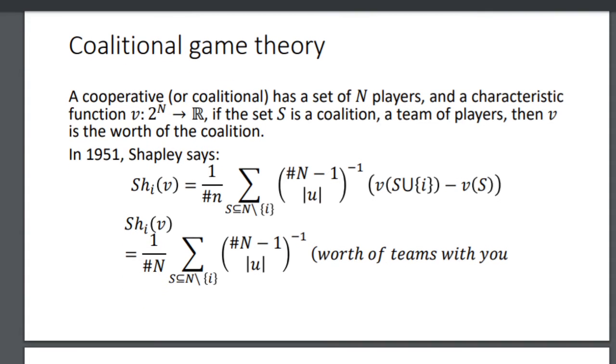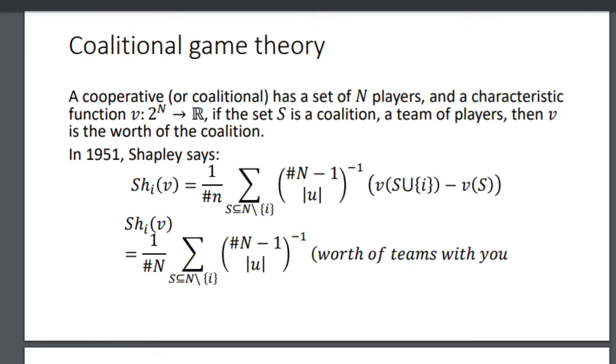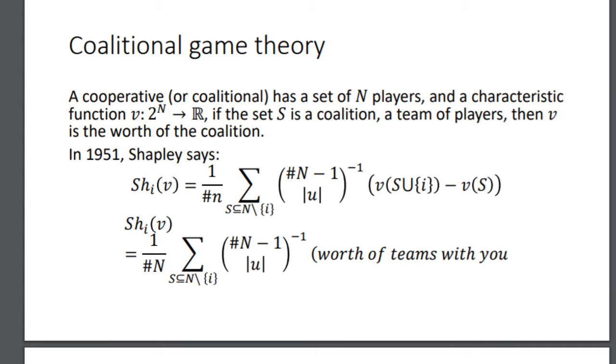So let's do a bit of coalitional game theory, also called cooperative game theory. There is a slight difference between cooperative and coalitional game theory, but I am not sure I understand it quite well. So let's define a game that has a set of n players, so we have n different players, and a characteristic function that maps from 2 to the power n to R. In particular, this function v of the empty set means the value of having no player in a certain coalition. So what is the value of no player?